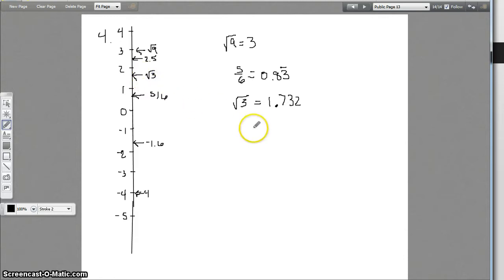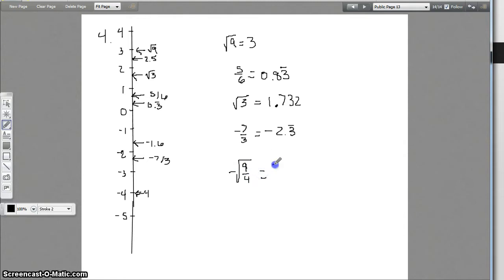The next one is -7/3. -7/3 is -2.3 repeating. So that's going to be about 1/3 of the way between the -2 and the -3. So that's going to be about here, -7/3. And then we have 0.3 repeating. So that's going to be about here, 1/3 of the way from 0 to 1. So that's 0.3 repeating.